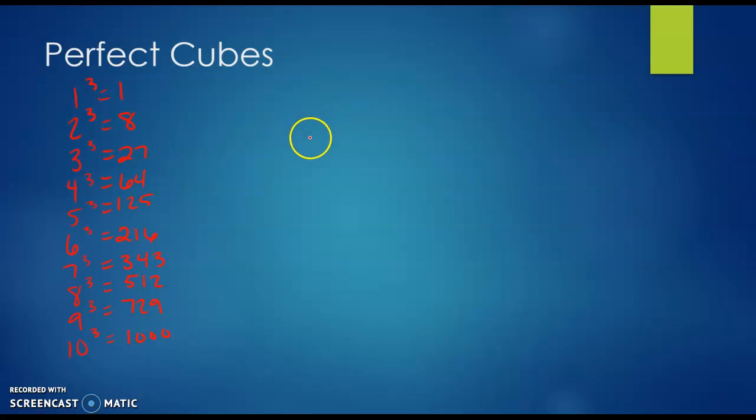The thing about cubes is the sign does matter. So if we're doing -2 cubed, I'm going to take -2 times itself 3 times. And so -2 times -2 is 4, but then I'm taking 4 times -2. And so then 4 times -2 is -8.